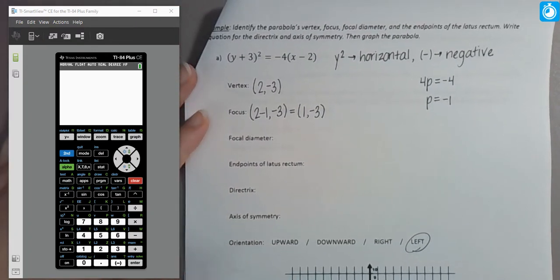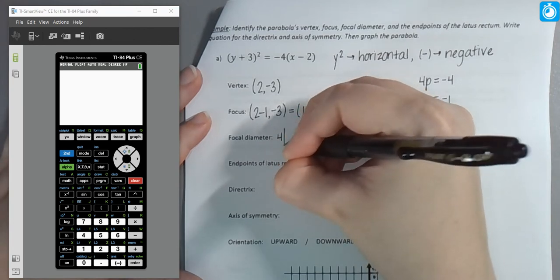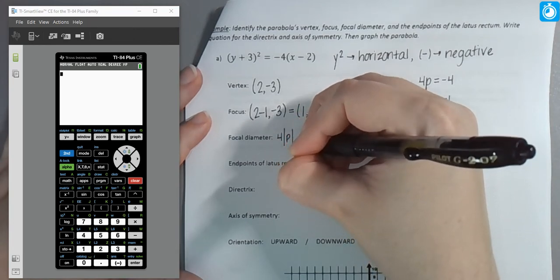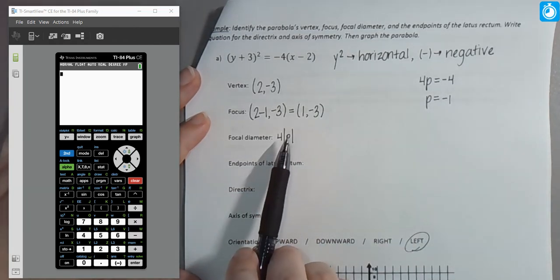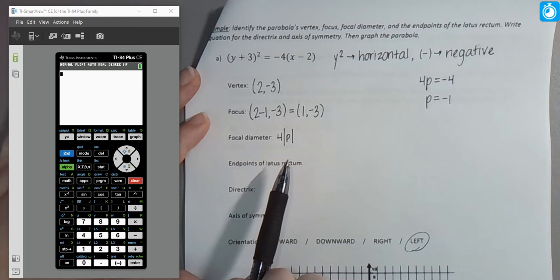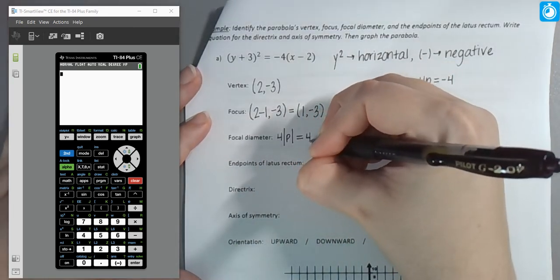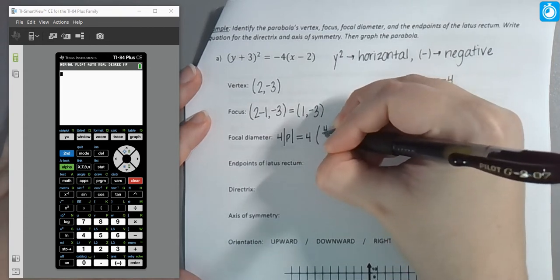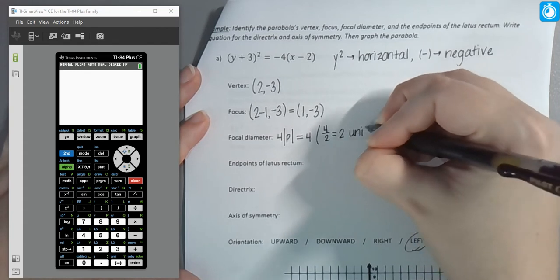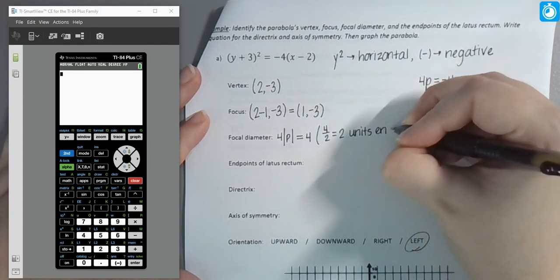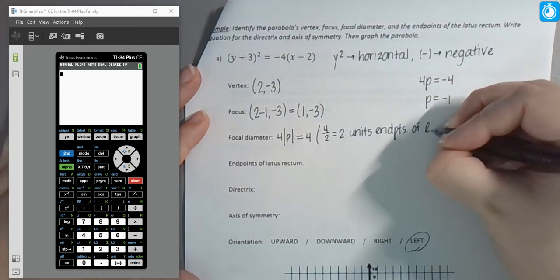Now what about our focal diameter? It's always going to be 4 times the absolute value of P. Well, in this case, P is -1. We take its absolute value, and that's going to give us +1. So 4 times +1 is equal to 4, which means there are 4 divided by 2, 2 units to the endpoints of the latus rectum.